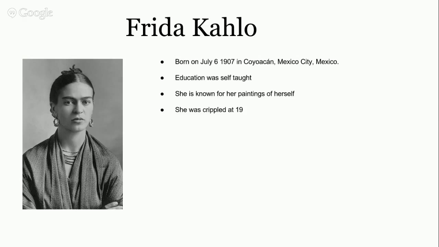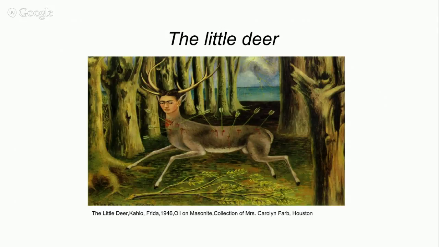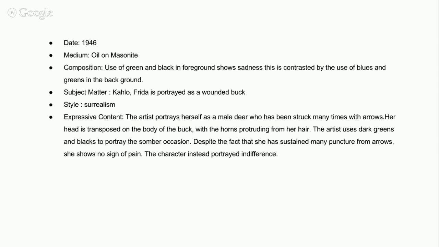So the first painting we're going to talk about here is The Little Deer. As we look at this, we see that the dark colors are in the foreground, and light colors are in the background. She represents herself as a deer. The deer is hit by many arrows, so that could represent her affliction, her being crippled. She shows her face on the top of the deer, and the antlers are coming out of her hair. This piece of art was created in 1946 in oil on masonite.